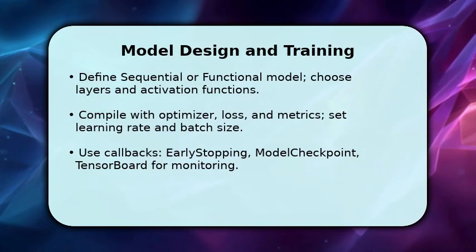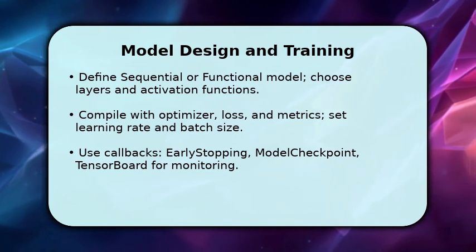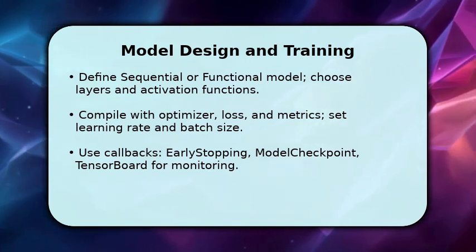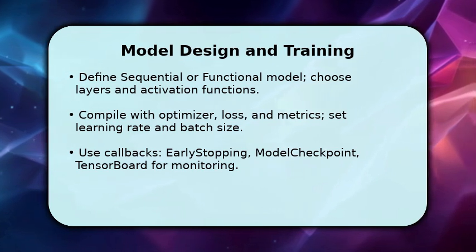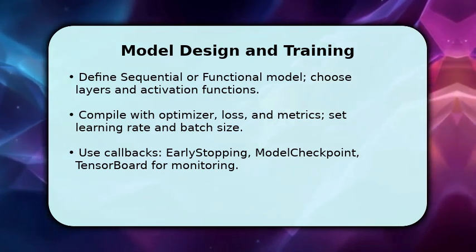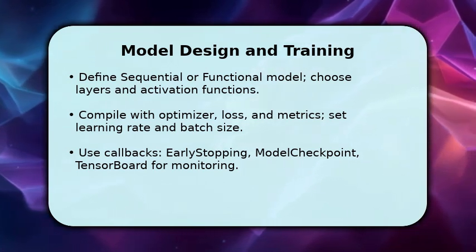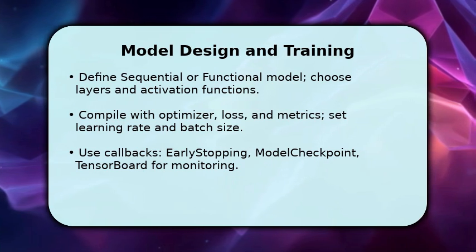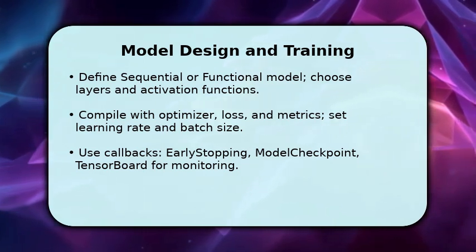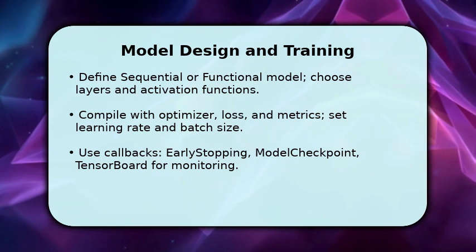You now design and compile the network. Choose Sequential for simple stacks or Functional when you need multiple inputs or skip connections. Pick ReLU, Sigmoid, or Softmax based on output. Compile with Adam or SGD, set an explicit learning rate and appropriate loss: categorical cross-entropy for multi-class, MSE for regression.